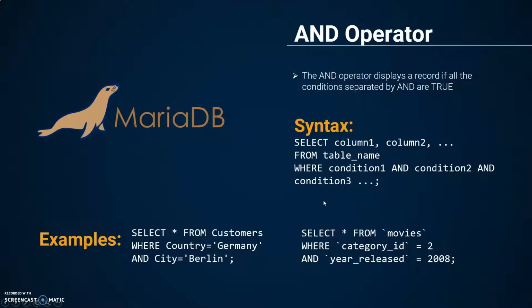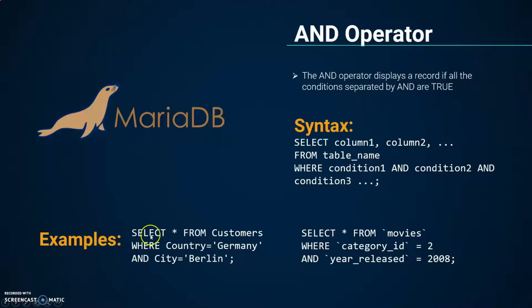And the last one is the AND operator. The AND operator displays a record if all the conditions separated by AND are true. So here's a simple syntax example. I'm going to select a couple of columns or fields here from a table where condition 1 and condition 2, they have to be true.